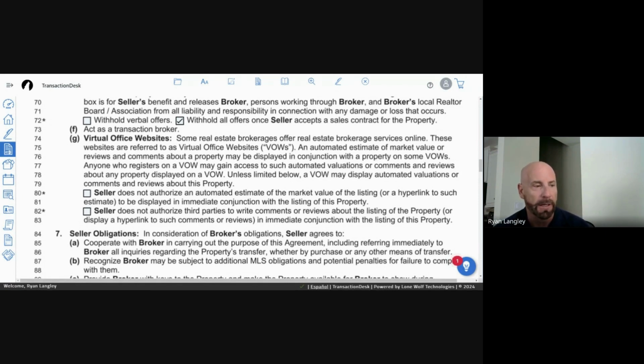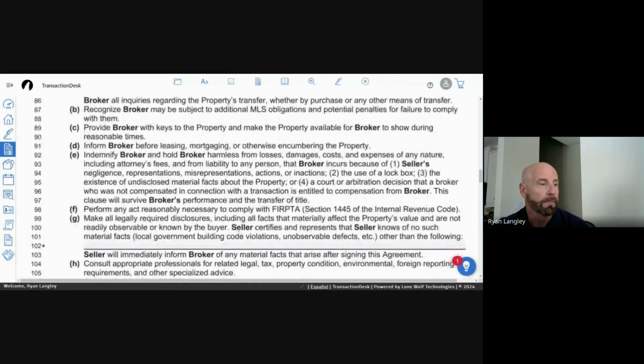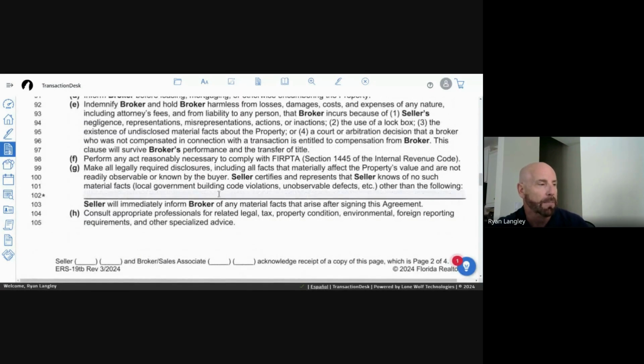You don't want third parties writing comments. That is never, ever, ever helpful. They never say, boy, this is the best property we've ever seen. We just didn't want to make an offer. It's always overpriced, or there was a shooting in the neighborhood. Whatever. They're not going to put something nice. They're going to make a reason why they didn't make an offer. Do not allow third parties. There's no reason for that. I write none in these boxes.